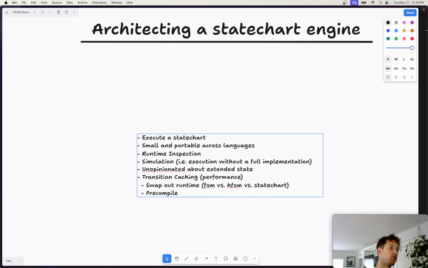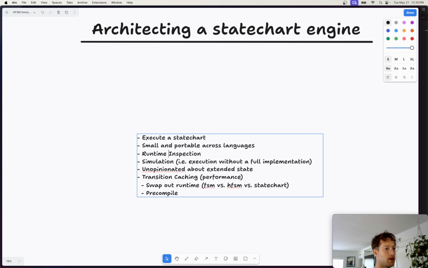Another important thing that relates to being small and portable is the engine being unopinionated about extended state. In StateML, we've designed it in a way for this to happen. There are implementation details that further prevent a state chart engine from being very dependent on a certain type of extended state that it operates on. What we want to enable is all kinds of extended state that you might want the state chart to operate on, and it should not restrict that. That's the main concern here.